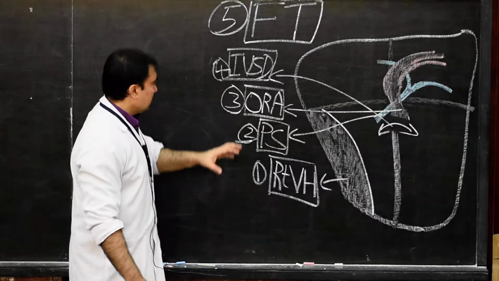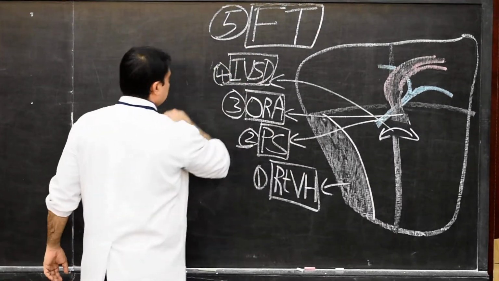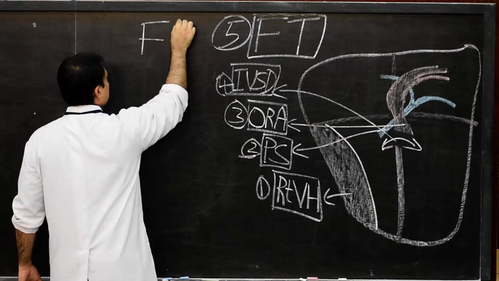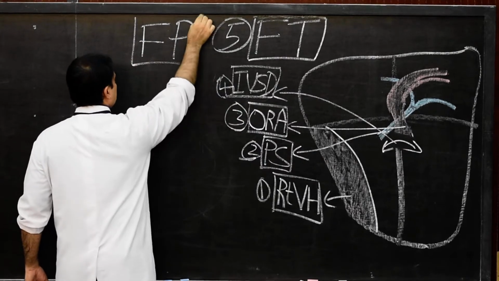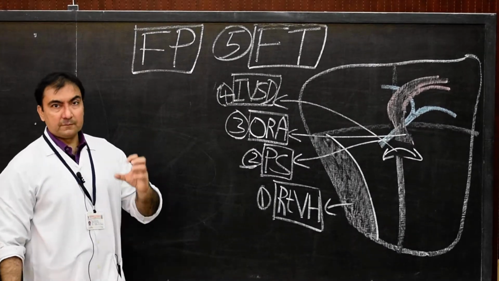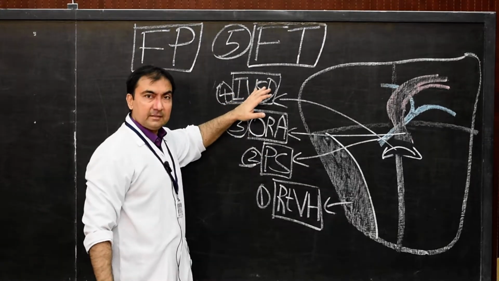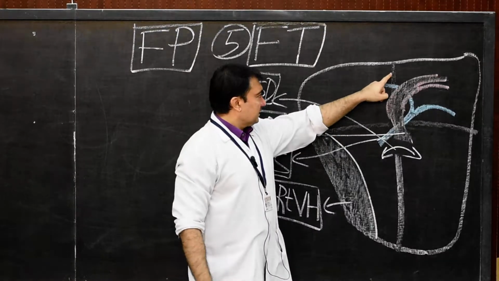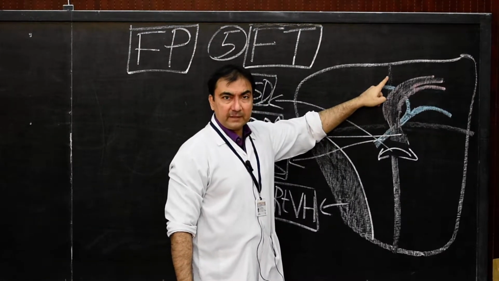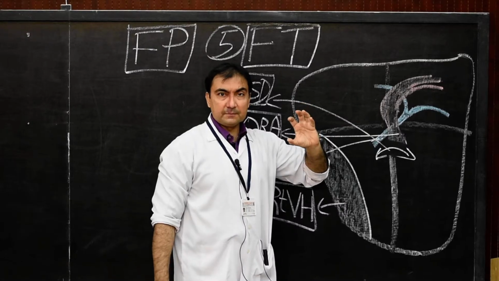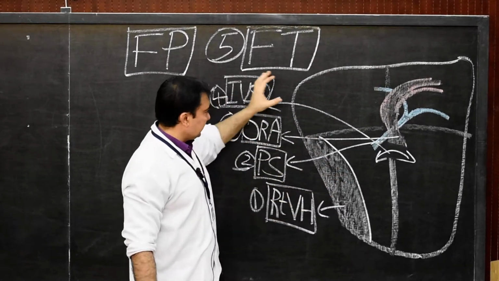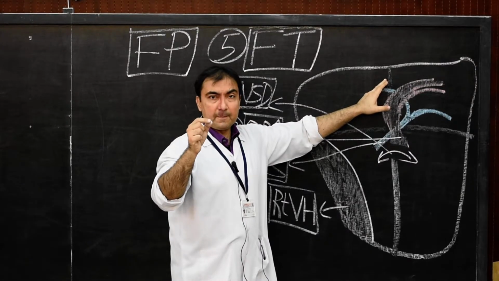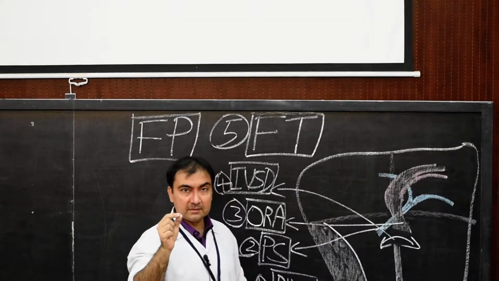Now we come to another important terminology. Besides Fallot's tetralogy, sometimes this terminology is also there, Fallot's pentalogy. Pentalogy means 5. So along with these 4 defects, the 5th defect will be interatrial septal defect. That is called Fallot's pentalogy.